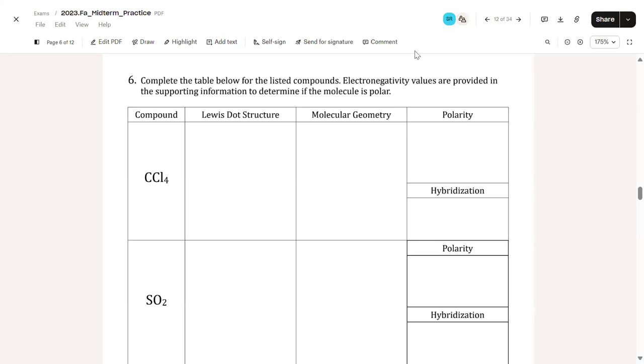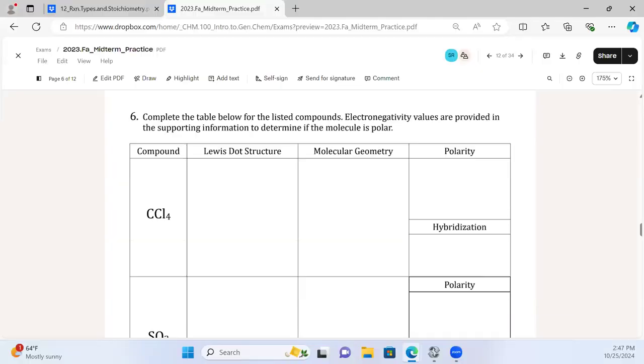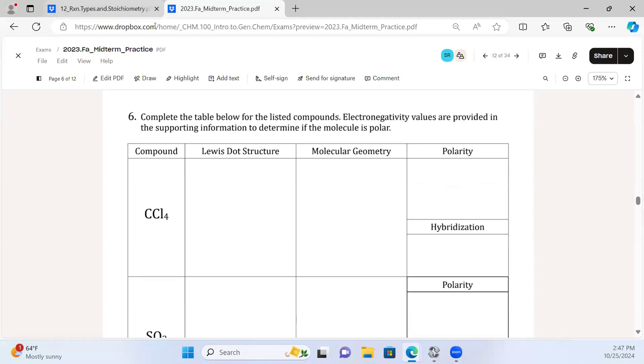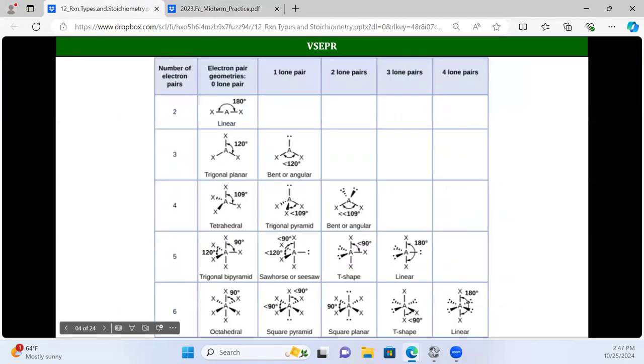All right. Where is... Where'd my slideshow go? There it goes.